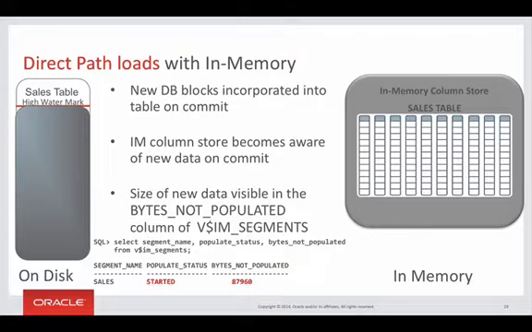And as soon as the commit happens, the in-memory column store becomes aware of the fact that it's missing some of the data from the sales table. And if you were to query $IM segments, you'll notice that the bytes not populated column is going to suddenly indicate that it's missing data.